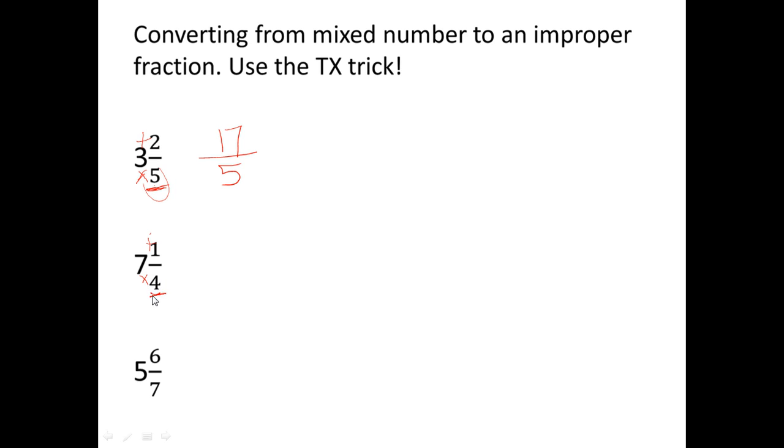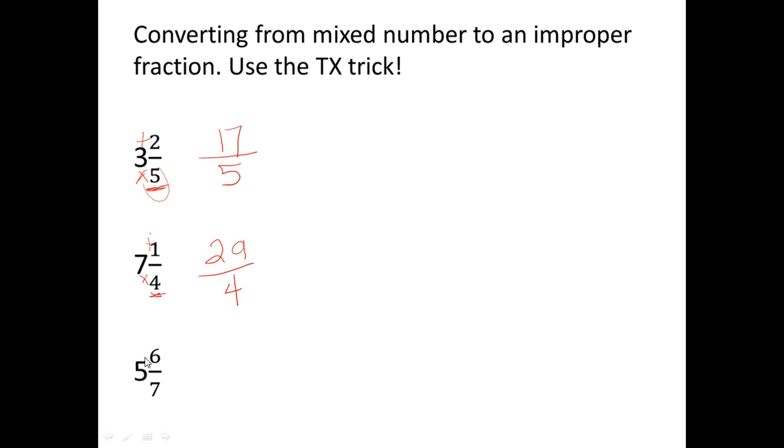You start down here at the denominator. 4 times 7 is 28. You add 1 to that, you get 29. And so then the denominator stays the same, 29/4. And the last one, I want you to pause it and try it, and then come back and I will have the answer ready.